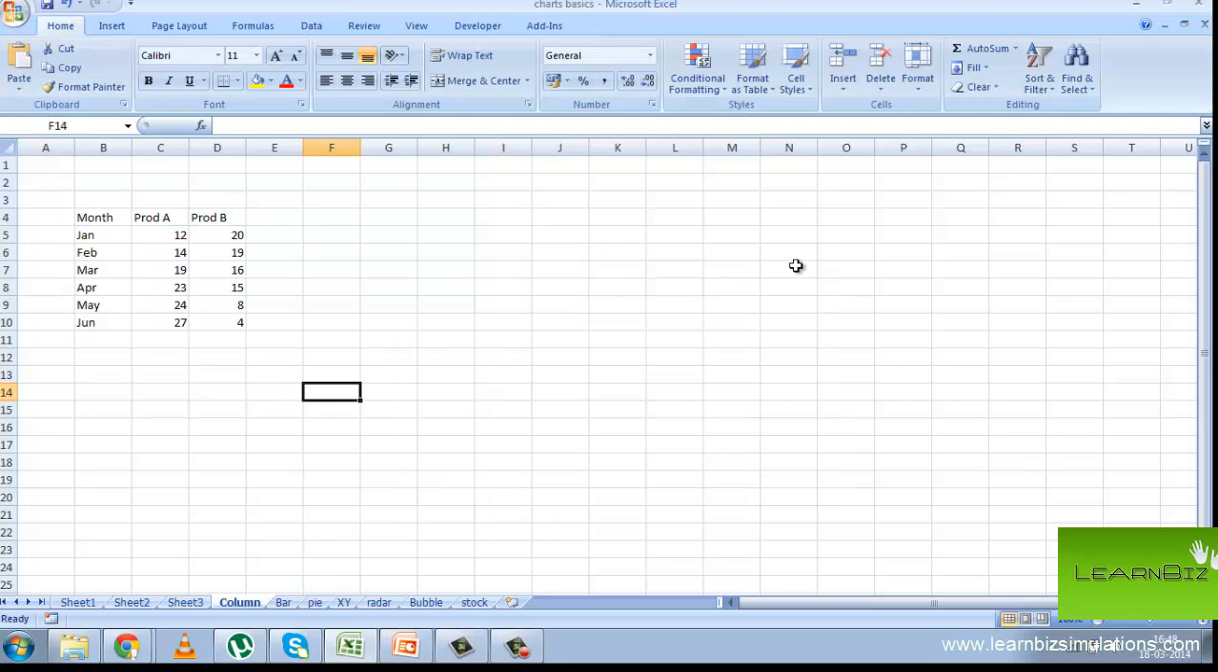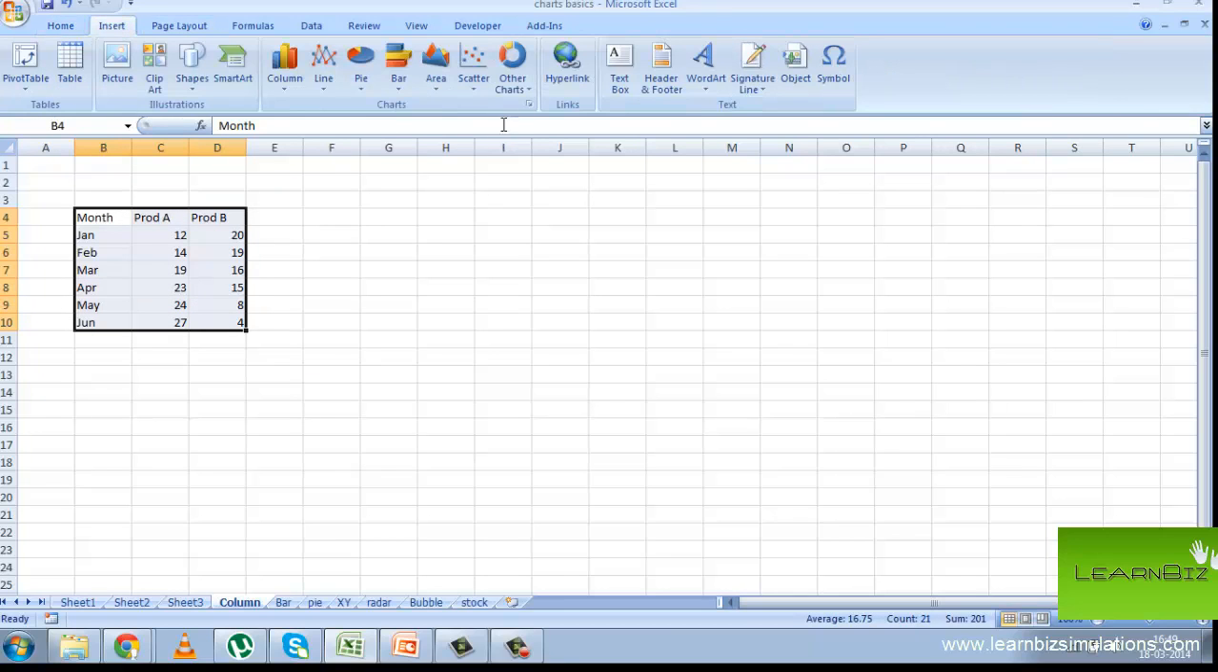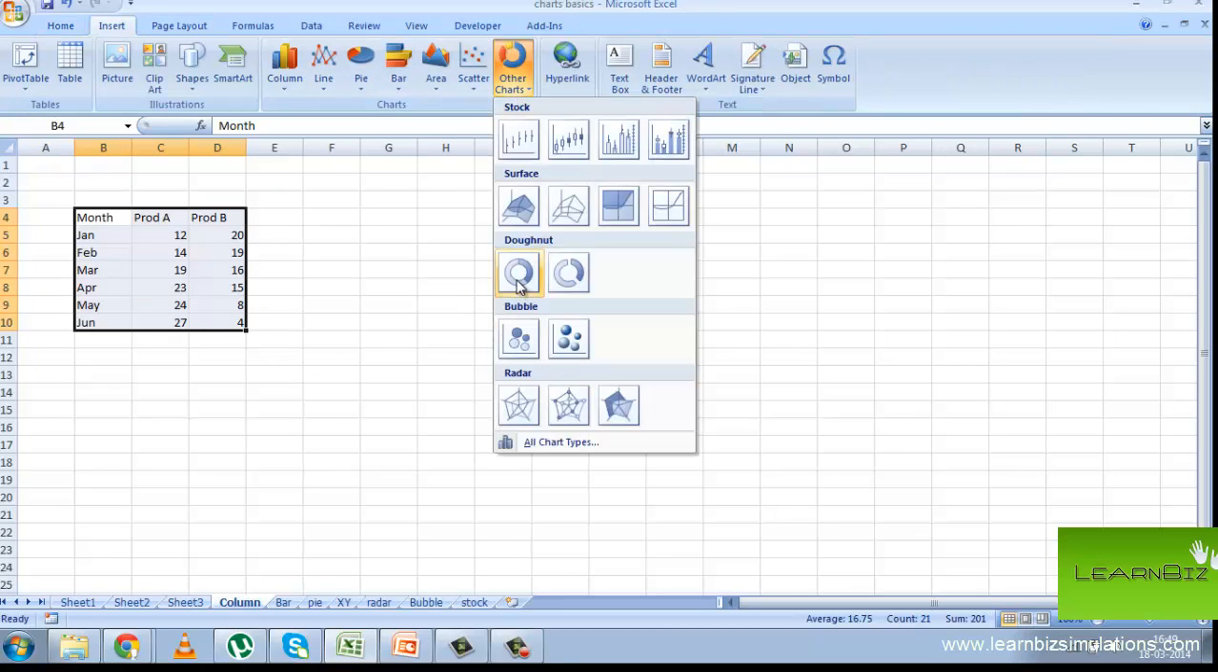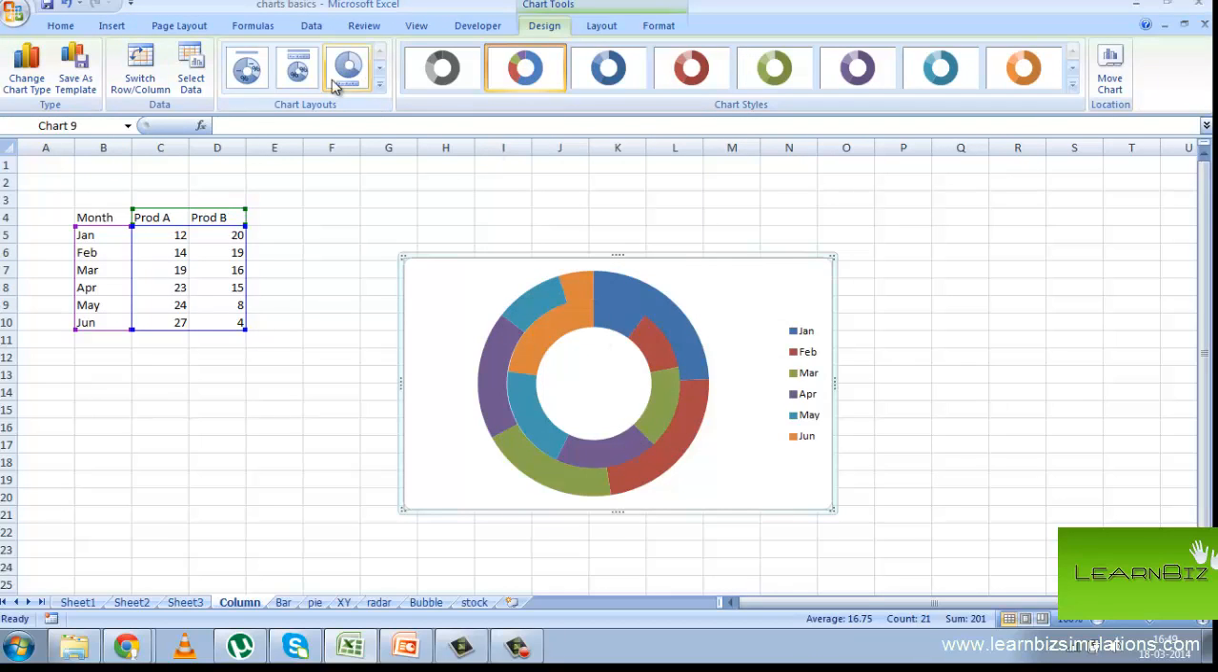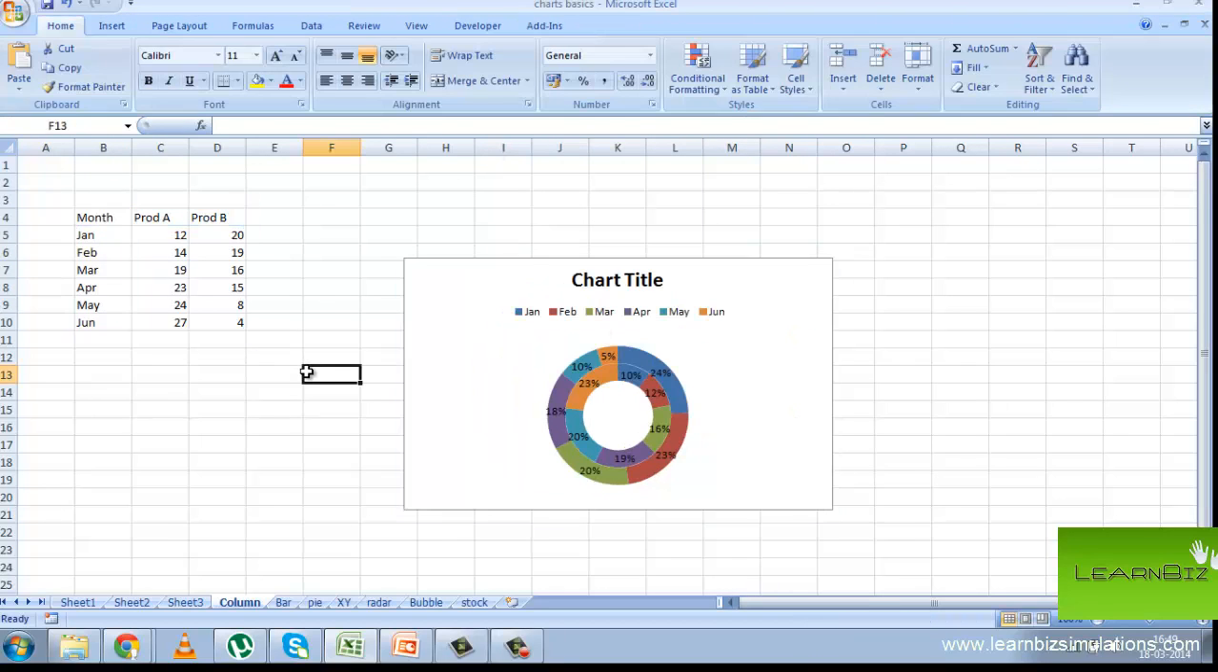Next we look at something known as the donut chart. A donut chart is similar to a pie chart with two differences. First, it has a hole in the middle and it can display more than one series. Notice that Excel displays the data series as concentric rings.